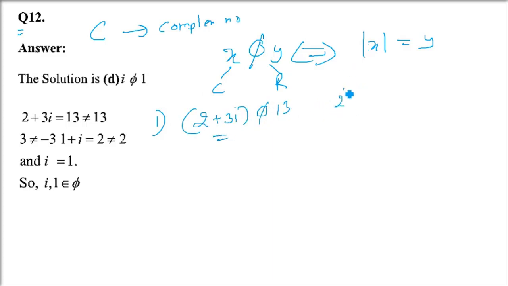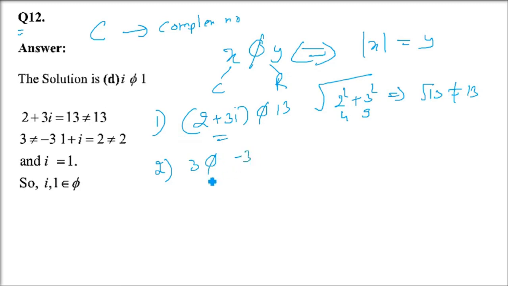The modulus of 2 + 3i is the square root of 2 squared plus 3 squared, and it has to be equal to 13. Is it equal? 2 twos are 4 and 3 threes are 9, so you get root 13, which is not equal to 13. So it fails. The second one is given as (3, -3). Now 3, how to write this? 3 + 0i, you can write like this. The modulus is the square root of 3 squared plus 0 squared, so this also fails because 3 is not equal to -3.